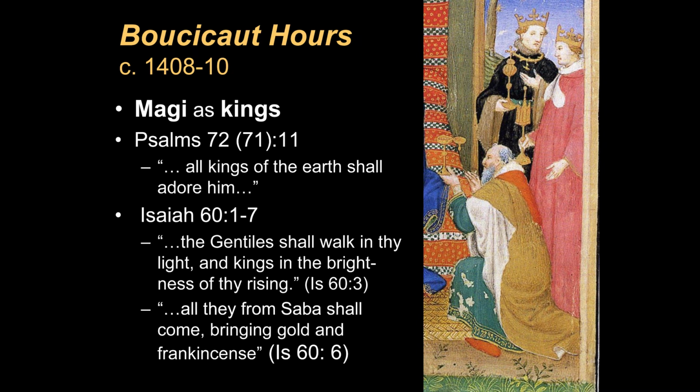But we often talk about them as the three kings. Now, how did the wise men, the magi, the astronomers, become known as kings? And you can see here they are kings. They're wearing crowns. They're dressed very richly.